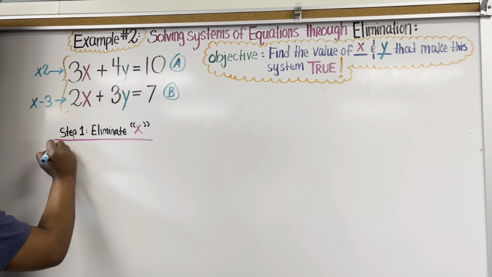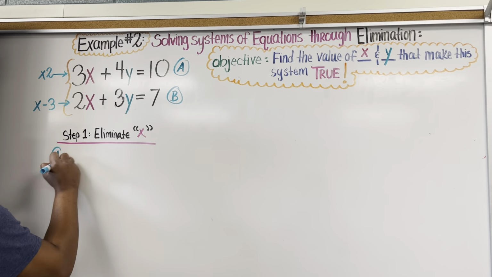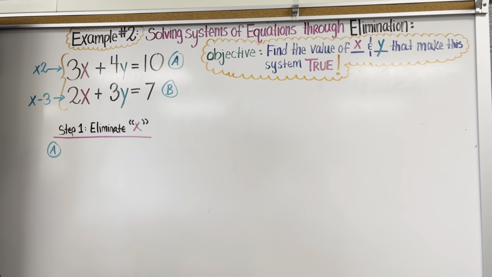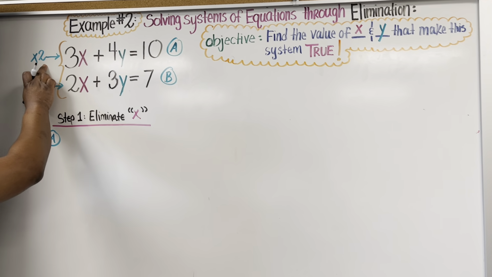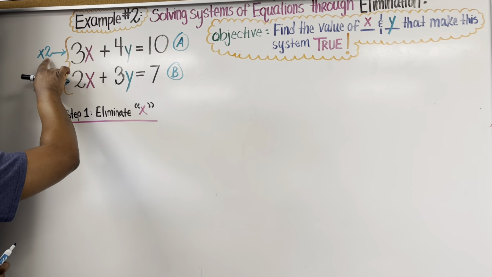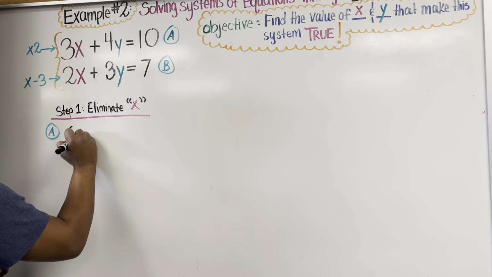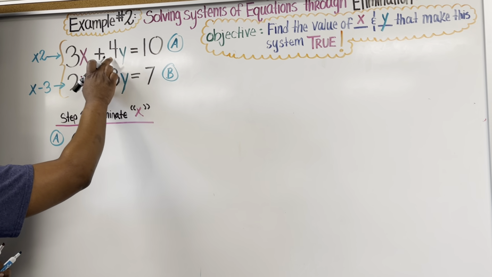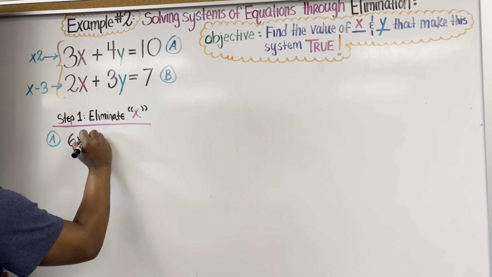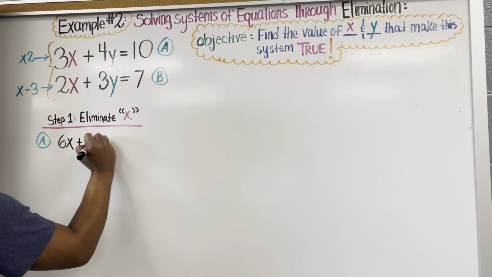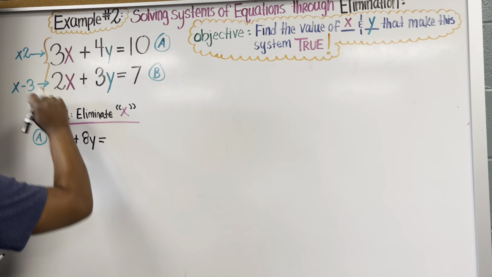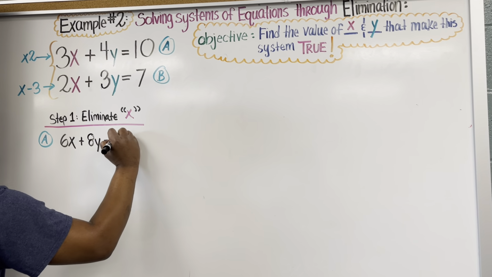So let's go ahead and do the first part. So I have equation A. Once again, what we're going to do is multiply equation A by 2. So 2 times 3x is 6x. 2 times 4y is 8y. So that's going to be a plus 8y. And then 2 times 10 is 20.